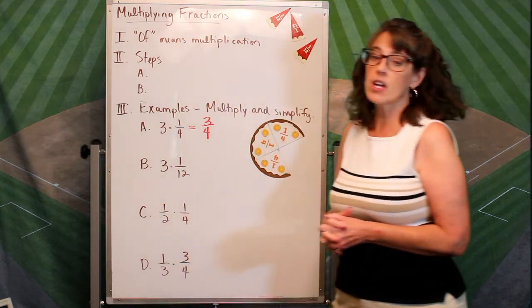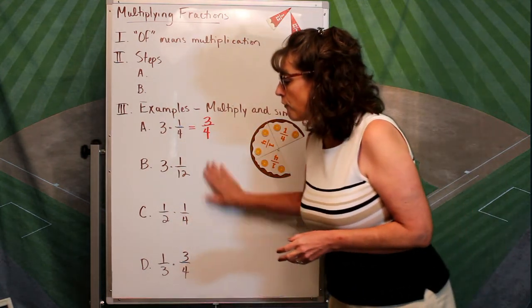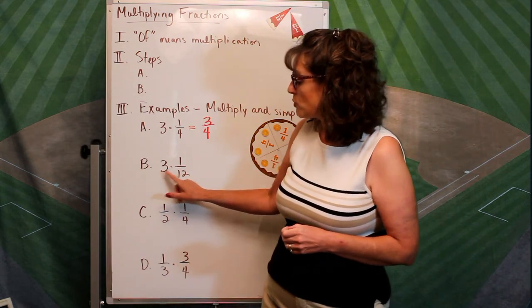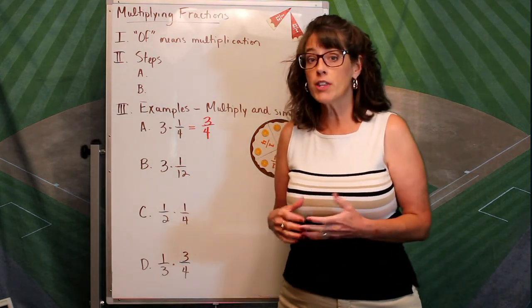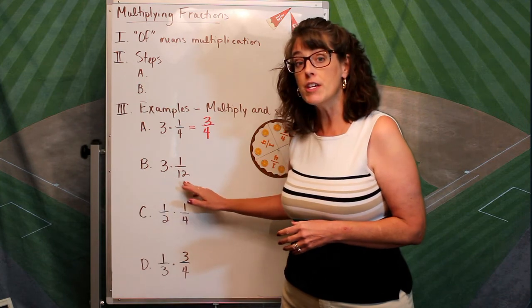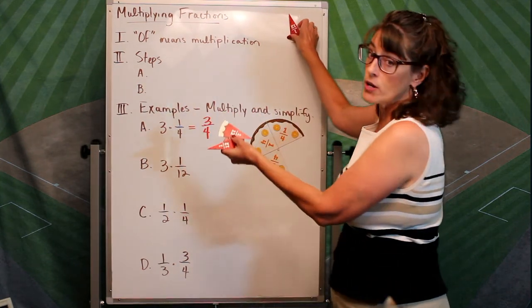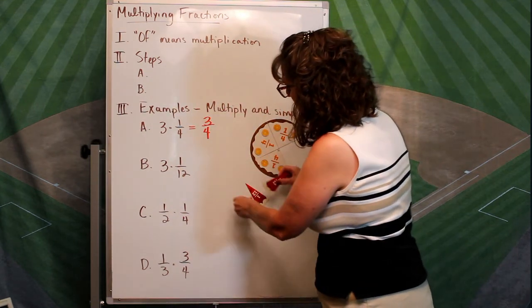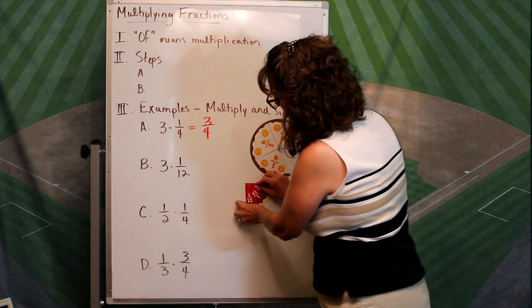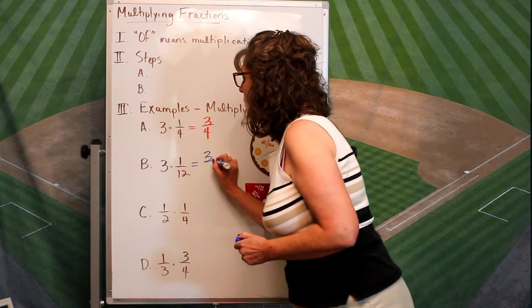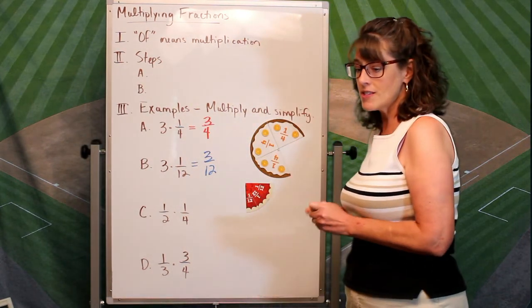Now let's take a look at the second problem, and we'll even look at all 4 of these before we come up with our steps. So the next problem, notice it says 3 times 1/12, but remember, we're going to think of it as 3 of these 1/12 pieces. Well, I've got 1/12 pieces right here. Here's all 3 of them. I'm going to put them together. And so that gives me 3 of these 1/12 pieces. In other words, 3/12.